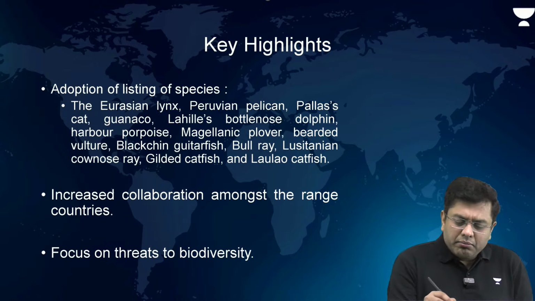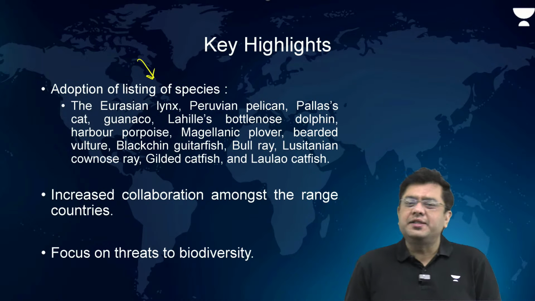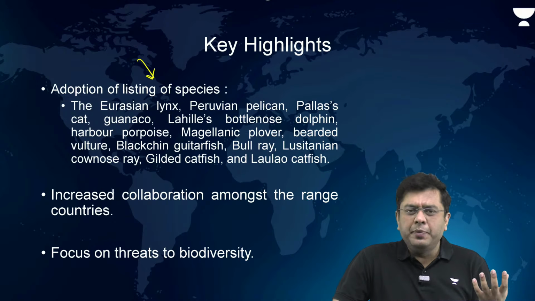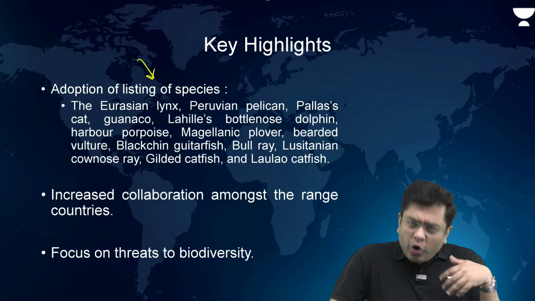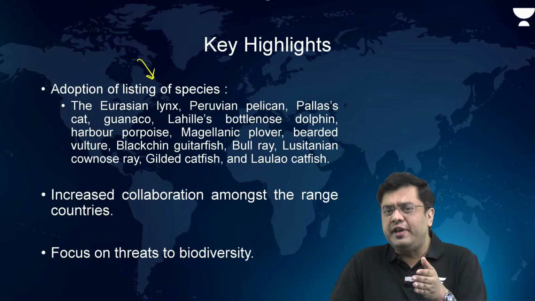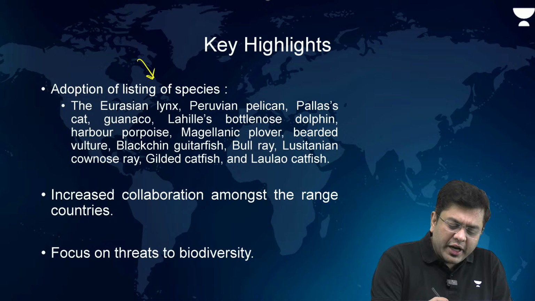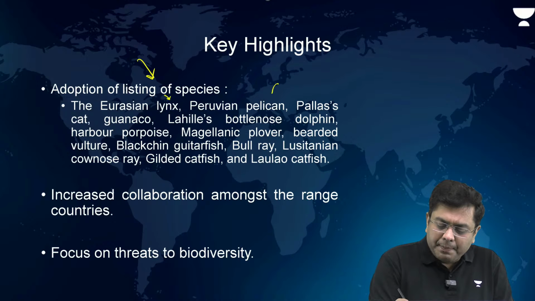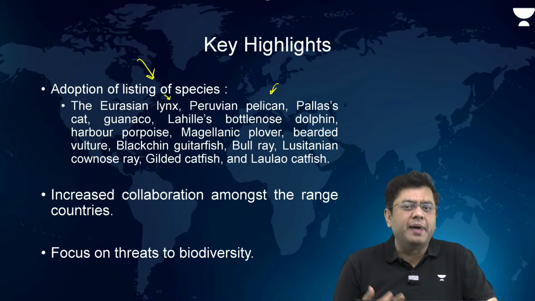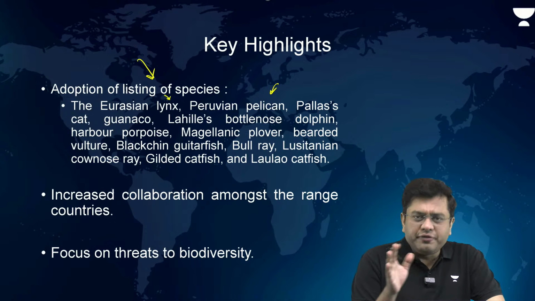Now you see, adoption of listing of various different species, multiple species were discussed, and you had members from different parts of the planet. All of them put up the arguments for the conservation of various different species. So from Eurasian lynx to Peruvian pelican, so you have a host of various species which migrate, right? So all of them were discussed.